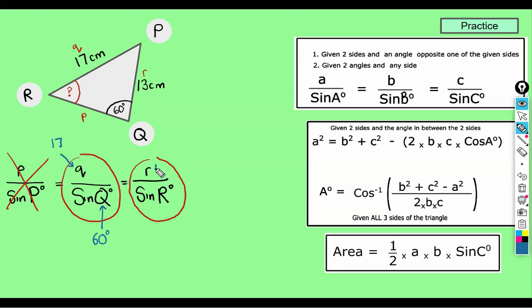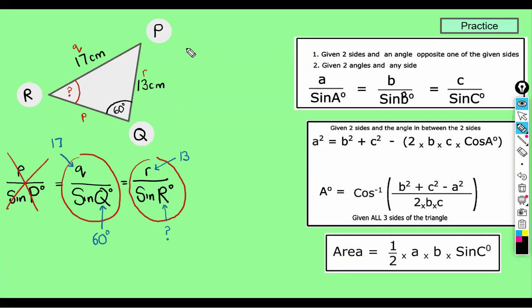How much is common R? Look at it here. Common R is 13. Remember, common letters represent sides. And capital R, well, we don't know him. That's the aim of the question. So here's what now. Let me write it back properly here.